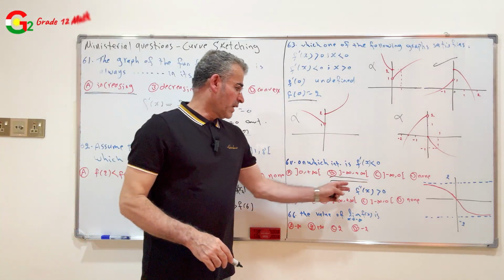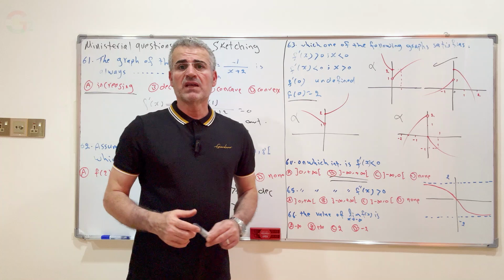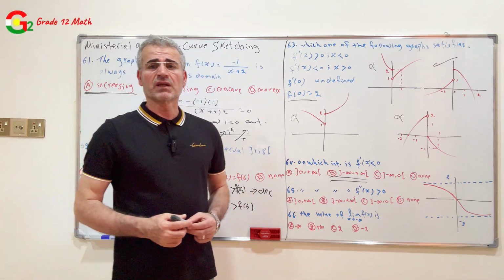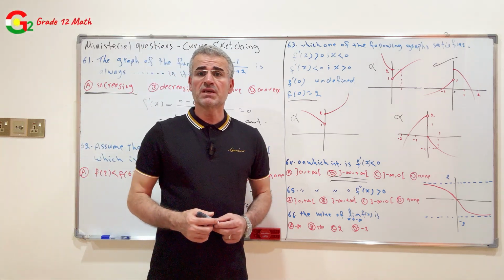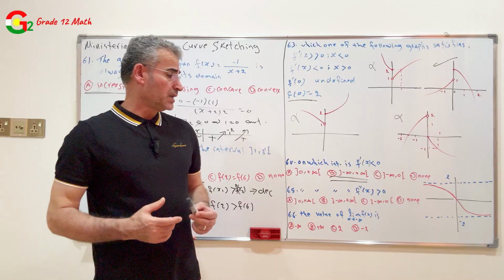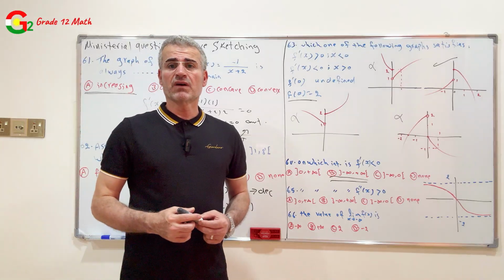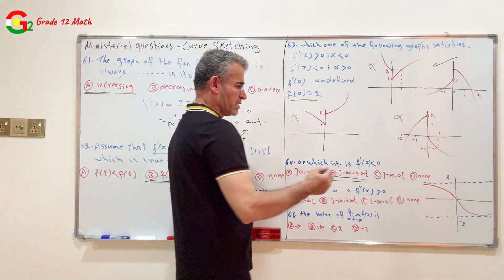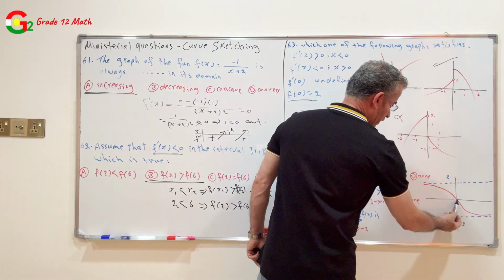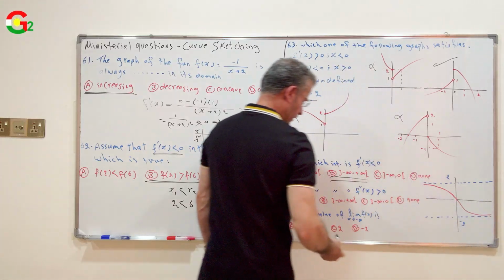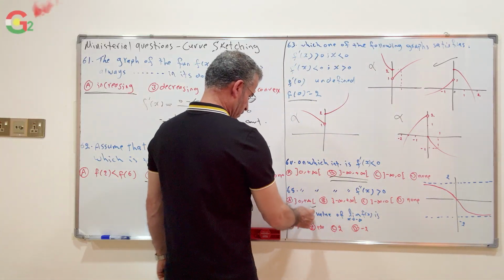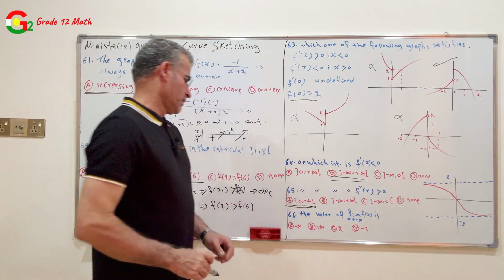On which interval is f double prime of x greater than 0? F double prime of x is greater than 0 when the function is concave up, and it is less than 0 when the function is concave down. The function is concave up in the interval 0 to positive infinity. The right choice is A.